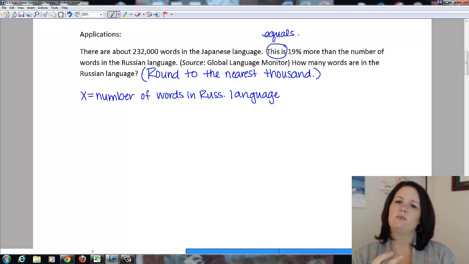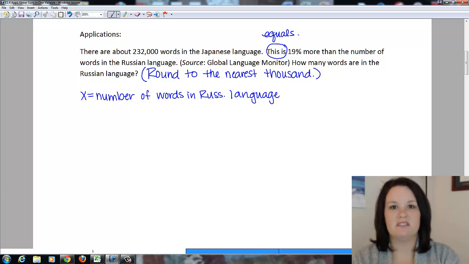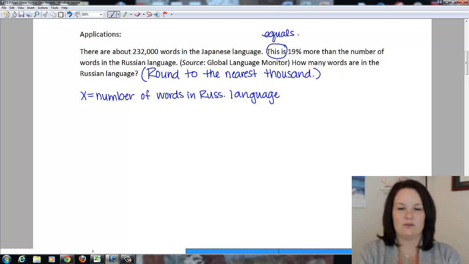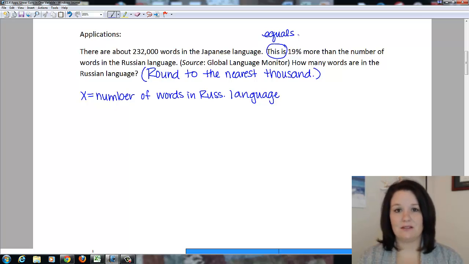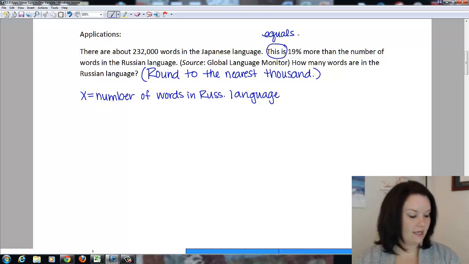Okay, so anytime we deal with percentages, we have to take a percent of something. So we're talking about the Russian language. So we're going to take 19% of the Russian language, that's some value, and then we're going to add that back to the Russian language because it's not only the same as the number of Russian words, but it's 19% more than that. Does that make sense? So I'm going to write that out in words, and then we'll put it into an equation scenario.